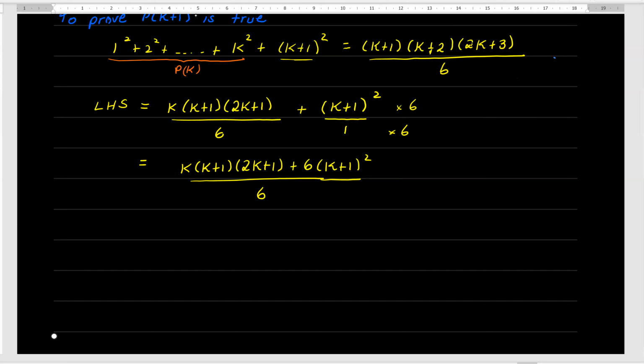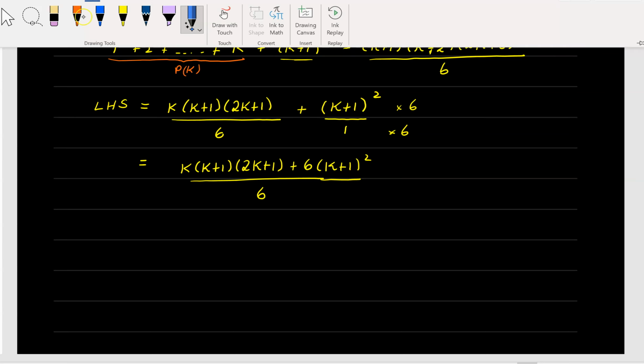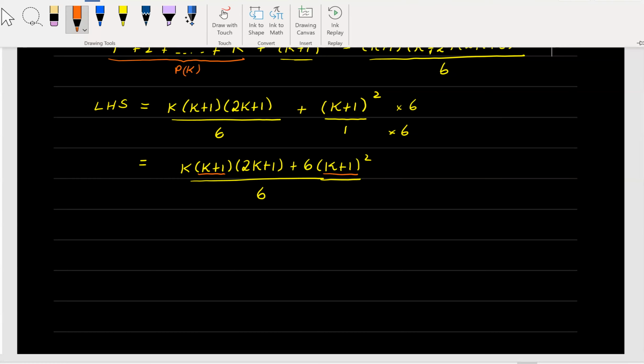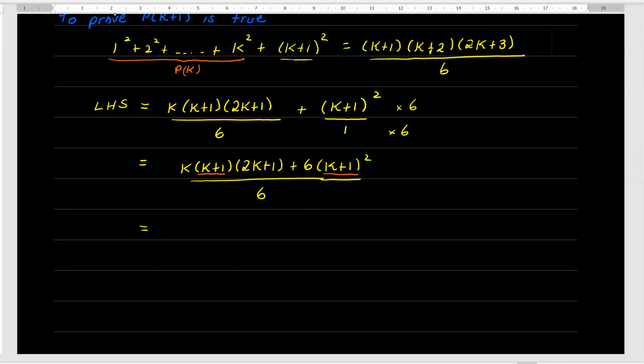Now things are quite good because we've got the 6, but look at the top line. That doesn't look like ours. But can we see that we have a common factor? Because the last thing we really want to do is expand all of that. Crazy. So here we go. We're going to pull out our common factor of k plus 1.